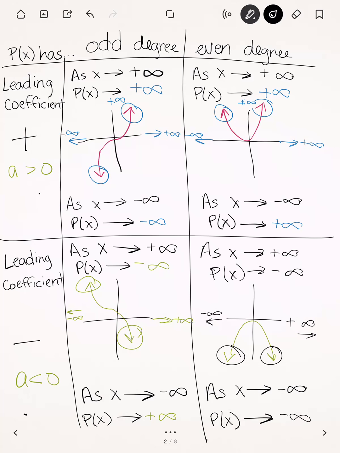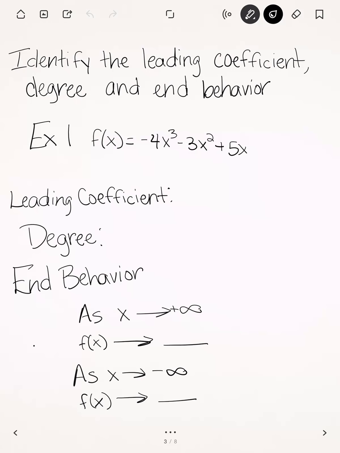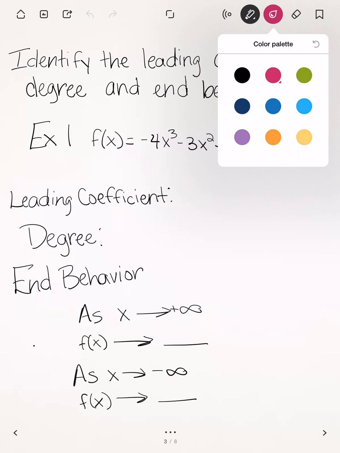So on our next examples, we're going to be given a function. So I have the function f of x equals negative 4x cubed minus 3x squared plus 5x. Based on this, I should be able to identify the leading coefficient, the degree, and what the end behavior will be like. So let's see what we can do.